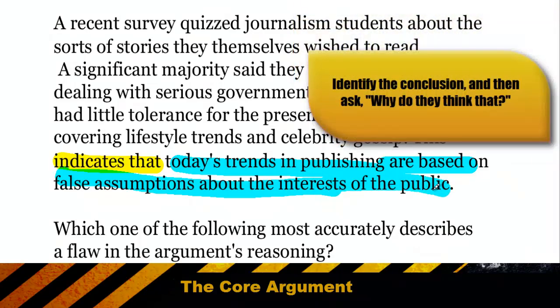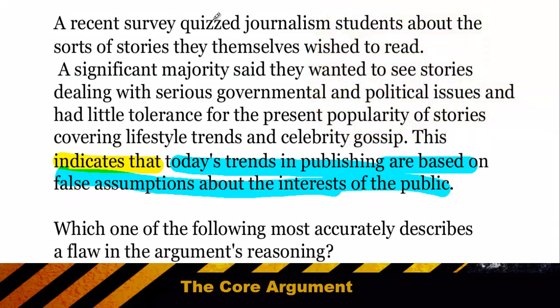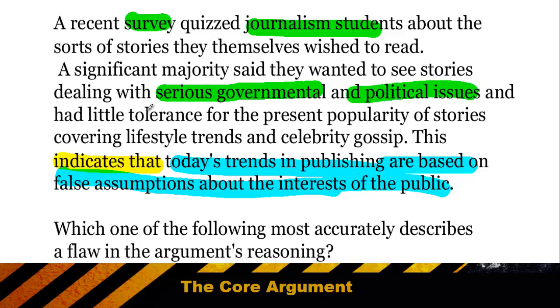Our next step is to ask ourselves, well, why does the author think that? And we can see that there was a survey of journalism students, and the journalism students said they wanted to see stories about serious government and political issues, and they had little tolerance for things like celebrity gossip. Everything I've highlighted in the passage, that constitutes the core argument. Everything else is fluff. It's a distraction.